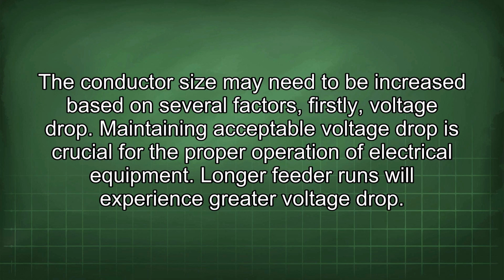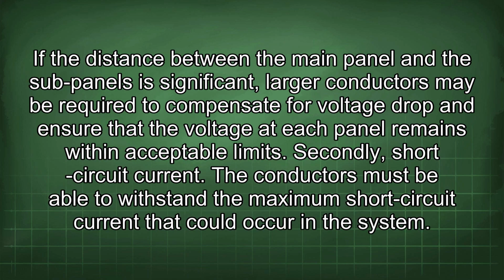Firstly, voltage drop. Maintaining acceptable voltage drop is crucial for the proper operation of electrical equipment. Longer feeder runs will experience greater voltage drop. If the distance between the main panel and the sub-panels is significant, larger conductors may be required to compensate for voltage drop and ensure that the voltage at each panel remains within acceptable limits.